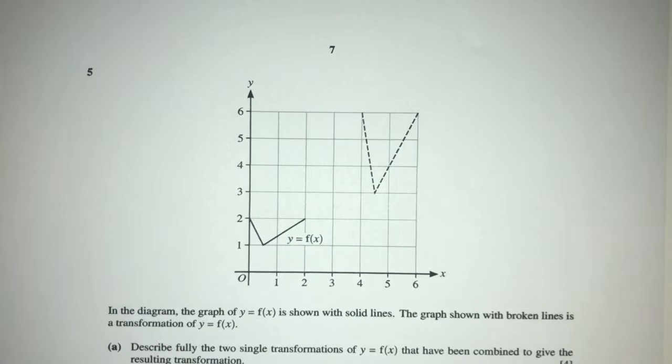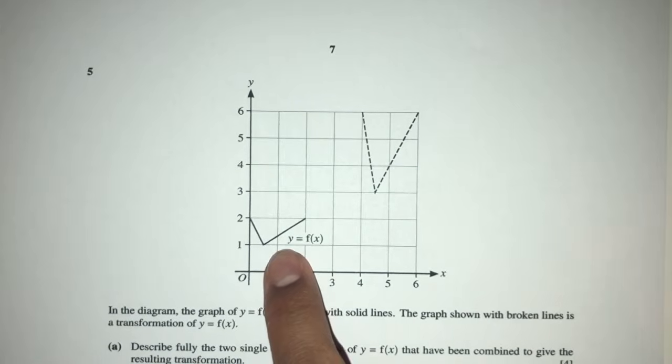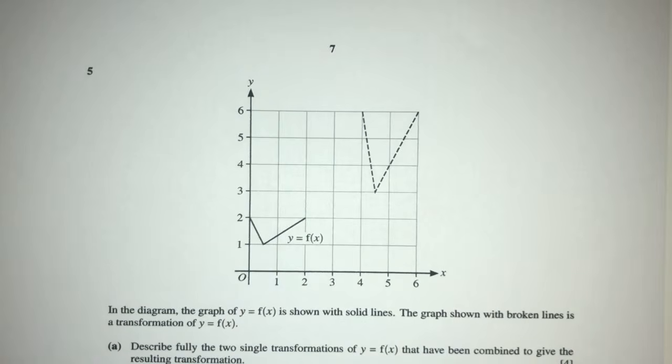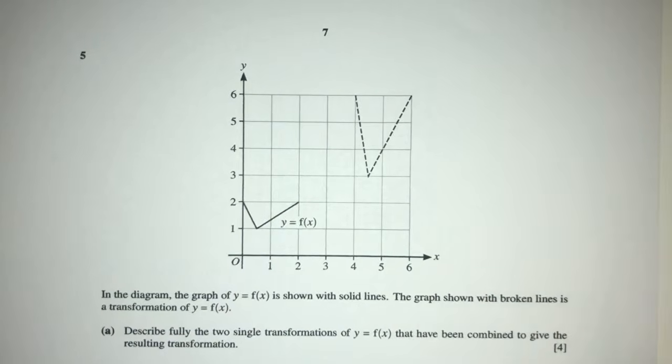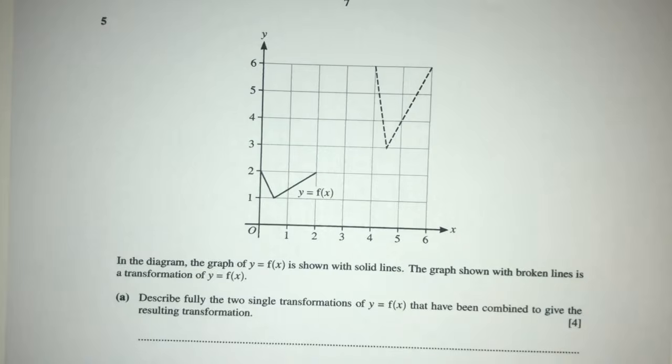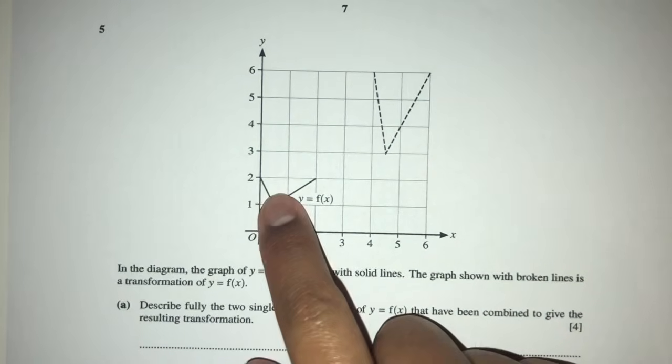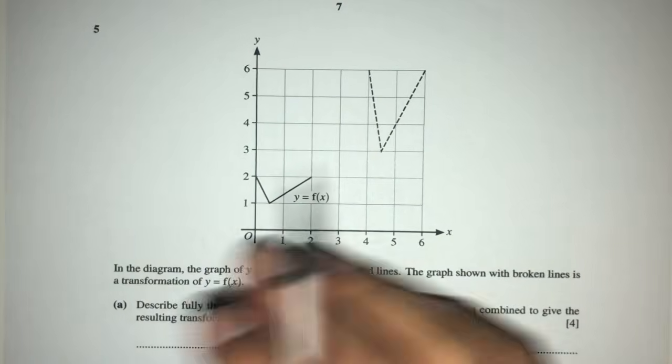So let's move on to question number 5. In the diagram, the graph of y equal to f of x is shown with a solid line. So this is my initial graph, y equal to f of x. Now the graph shown with broken lines is a transformation of the graph y equal to f of x. So something happened to this one, it became this one.